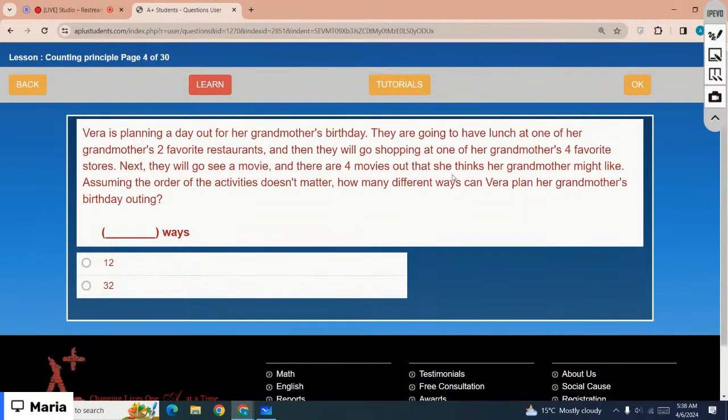Yes, the correct option is 32 ways. The total ways are 32. The correct option is she has a total of 32 choices to choose from.